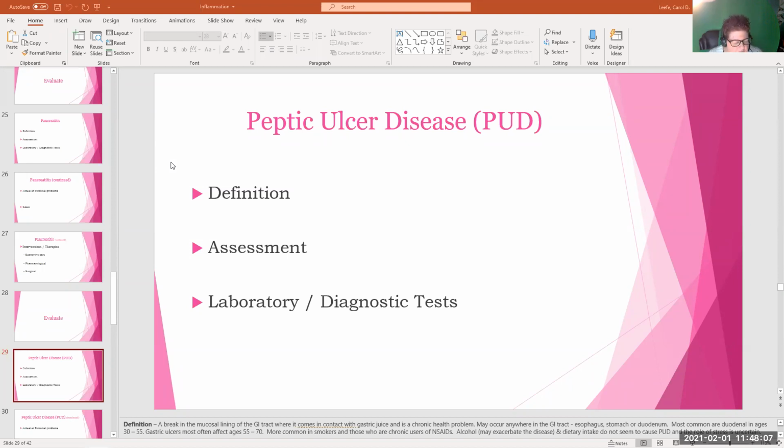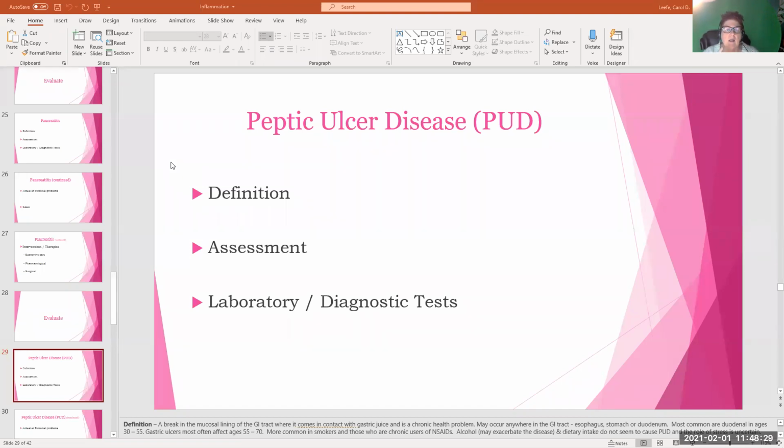So again, perforation, they're going to need to take them straight to the OR, repair that perforation, keep that NG tube down there and repair that. Now, sometimes they can do that.